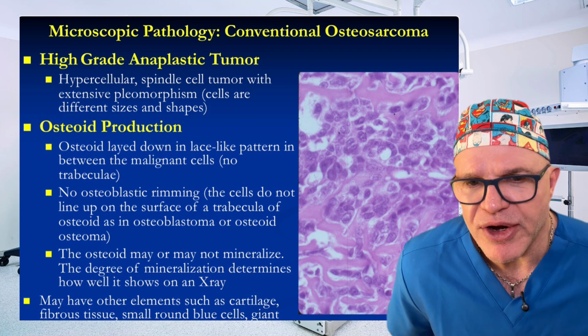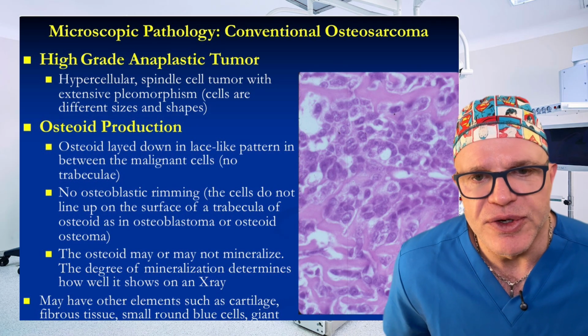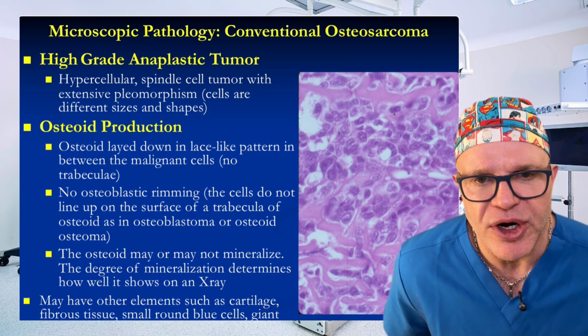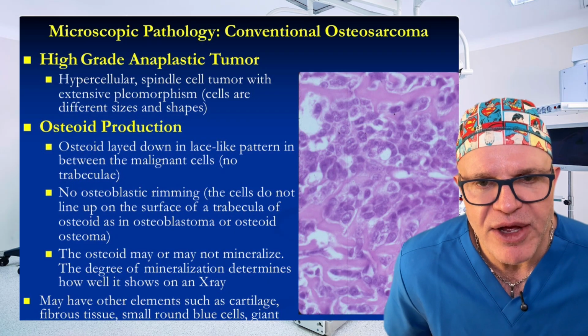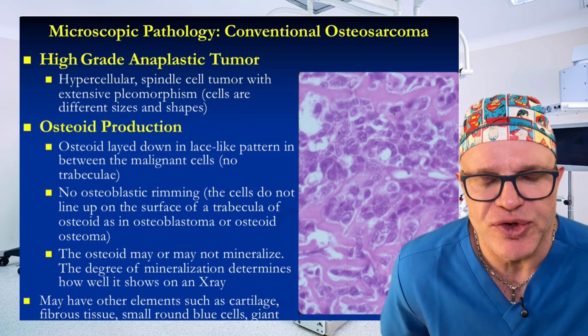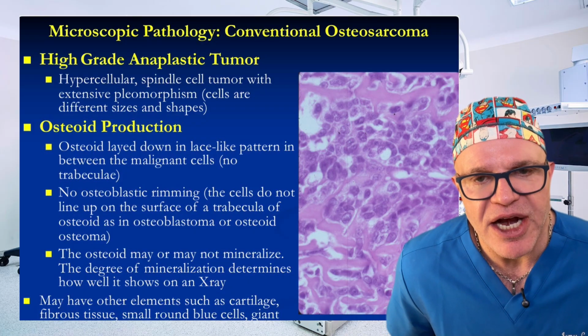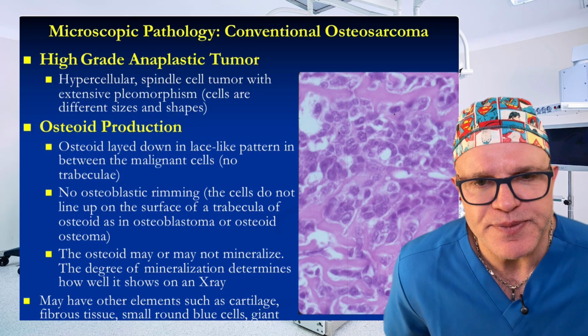The cells are crowded and arranged haphazardly. There's no orderly arrangement of cells. You do not see normal bone formation here. There's no trabeculae being laid down. There's nothing being laid down in a normal structural, architectural manner. The cells are packed on top of each other. You'll see mitotic figures. You'll see necrosis.